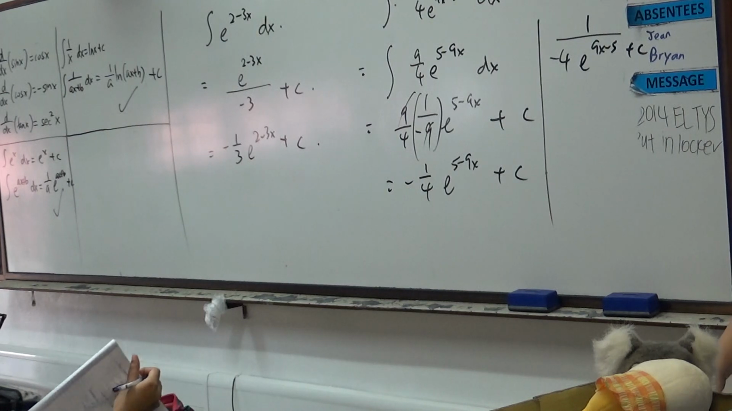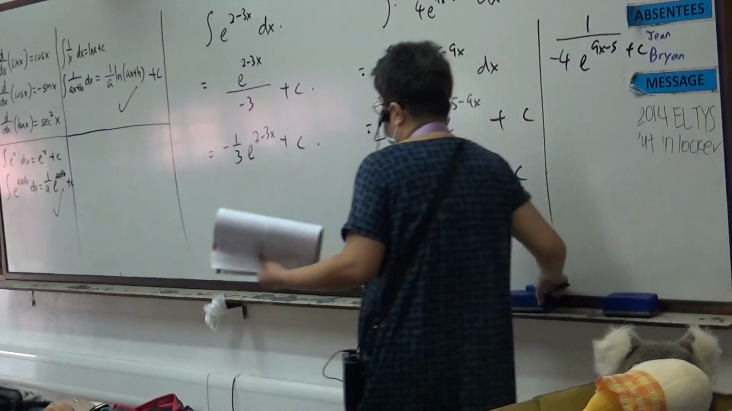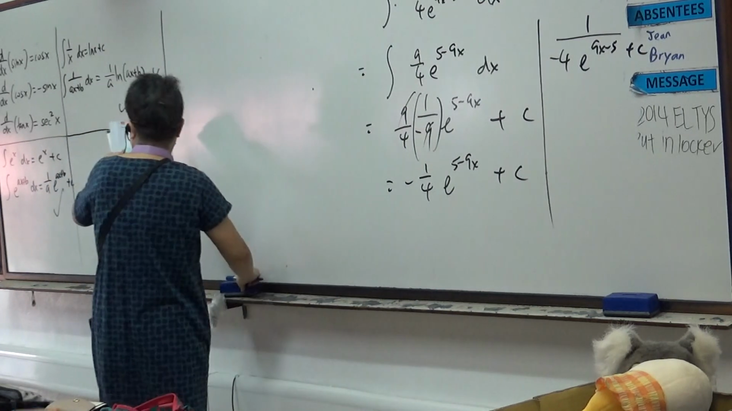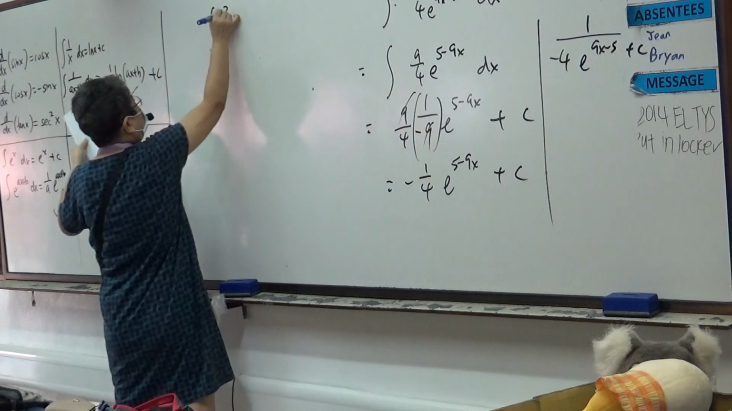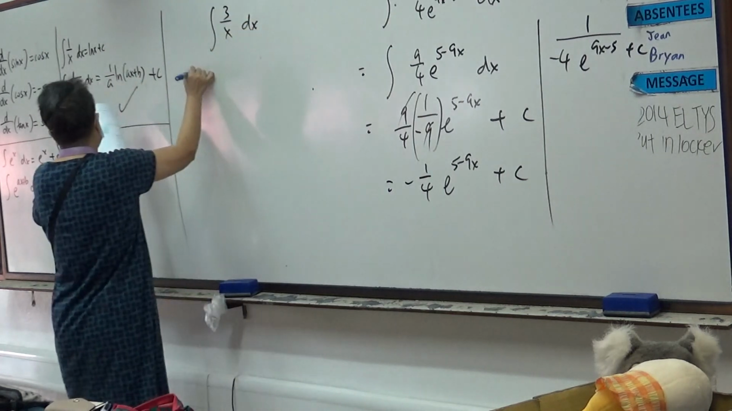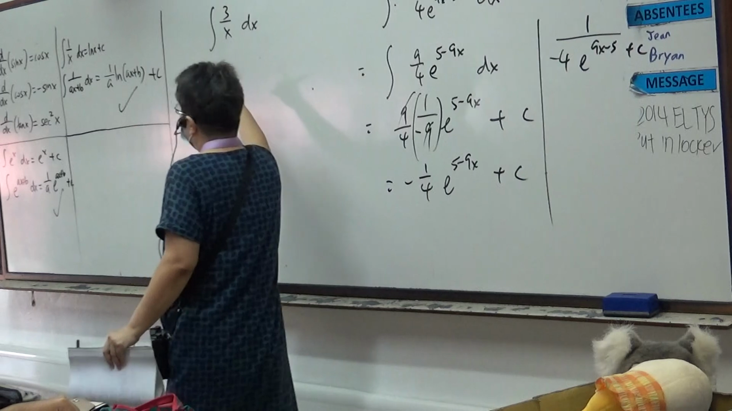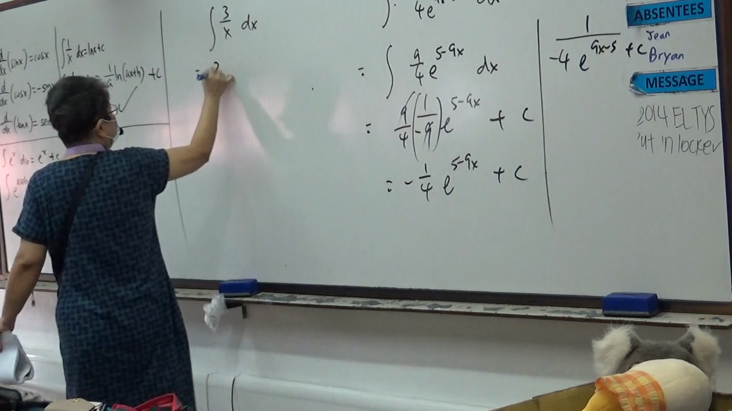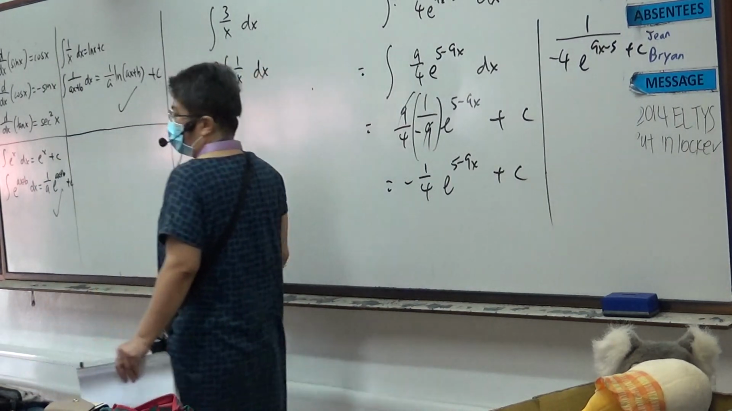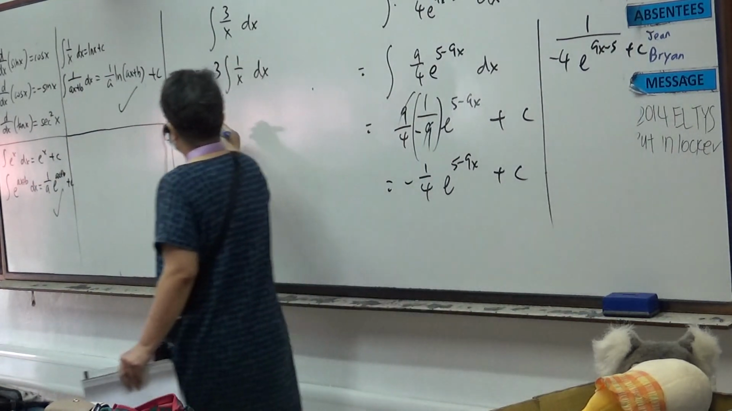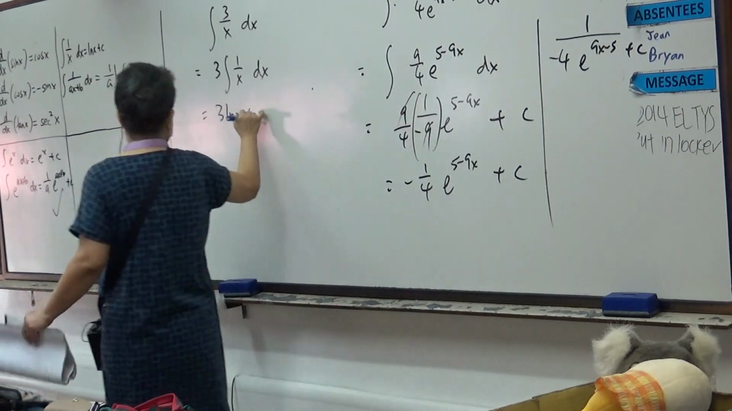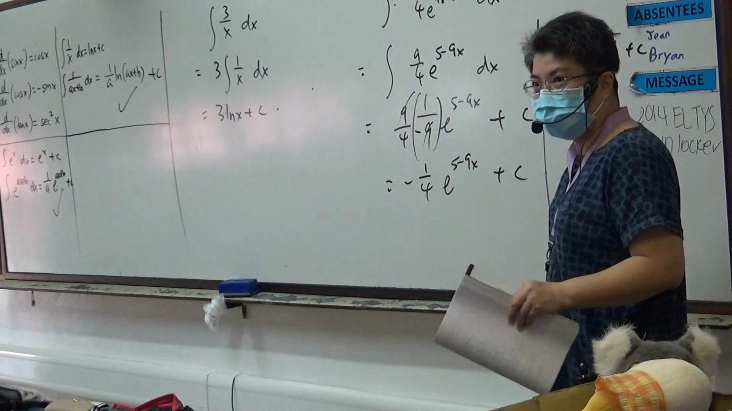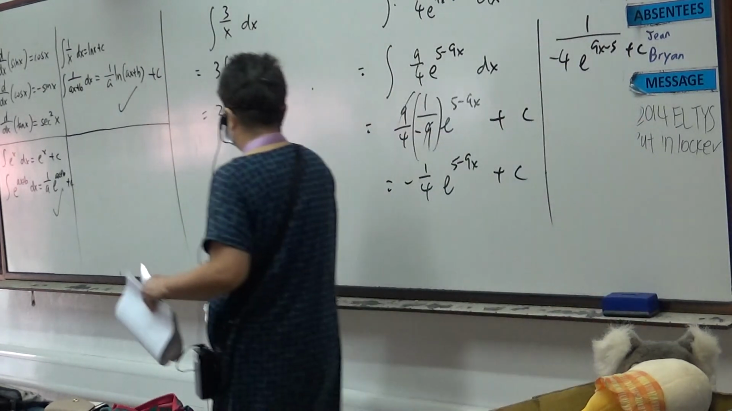Can we move on to example 14? All of you look at example 14. Now, this one, if I were to integrate this, I bring up the constant. Remember I told you? So, this will become 3 ln x plus c. Can you see? Everybody okay? Okay, so next part.